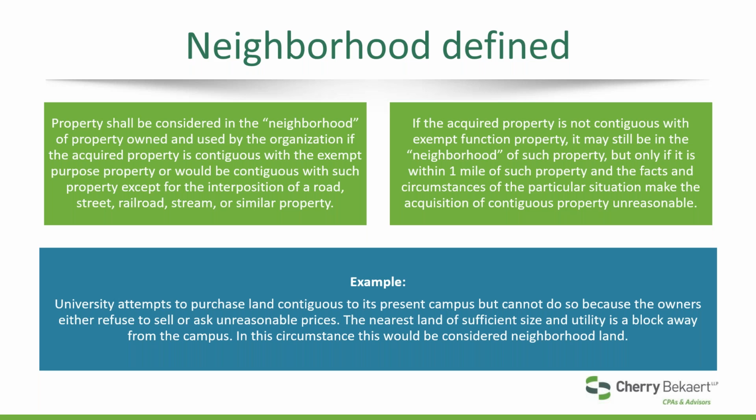But if it is still within a mile and not necessarily contiguous, if the facts and circumstances of the situation make the acquisition of property that is contiguous unreasonable, then you can expand out to that larger margin. So in the example, they mention a university trying to get land contiguous to their present campus, but any properties that are nearby are not available for sale or are being sold at unreasonable prices. If they can still find land that is within a mile, then that would be considered neighborhood land under the unreasonable exception provision.